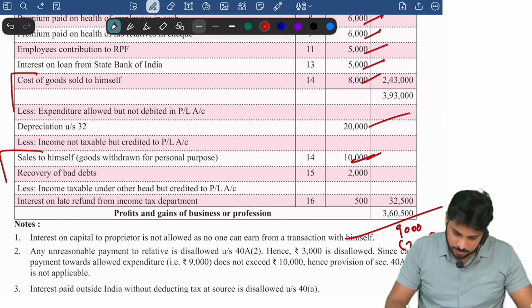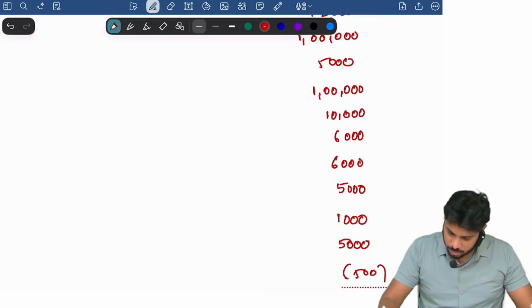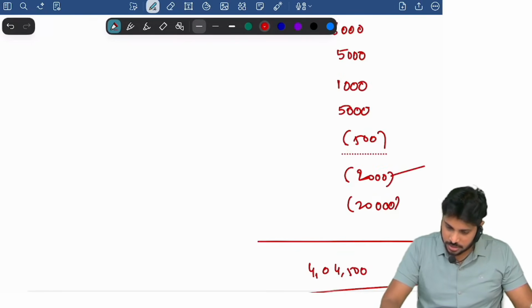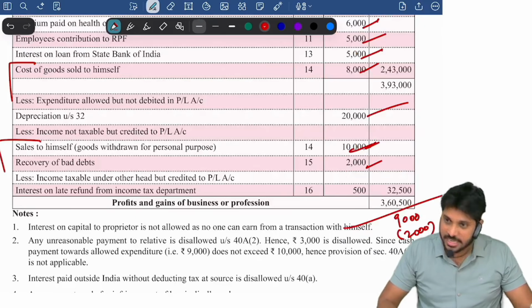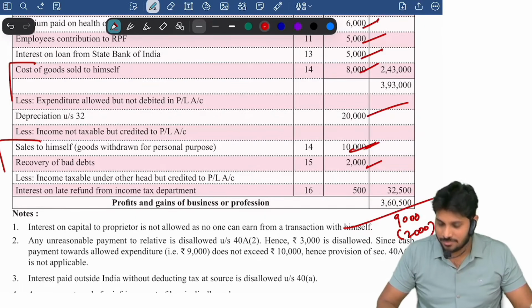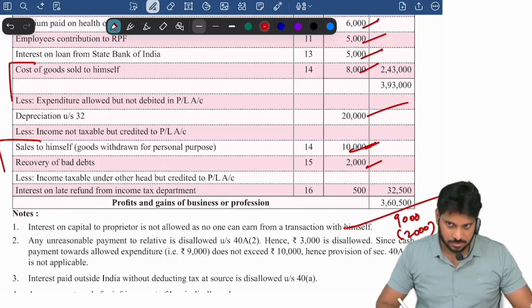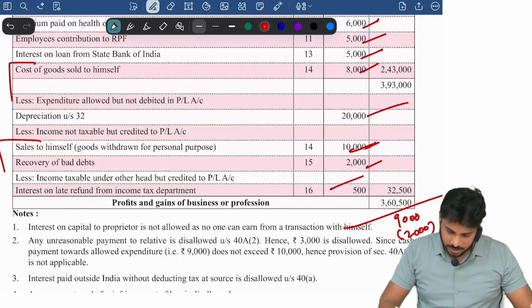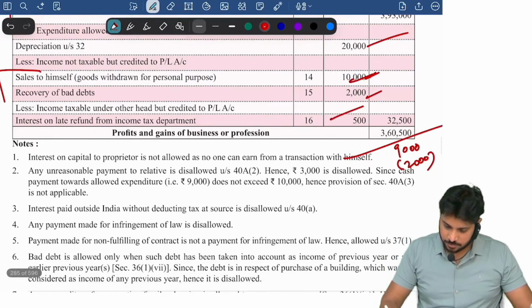32 correct. This is correct. Recovery of bad debts 2,000. We also taxed how much more recovery of bad debts? 2,000. Yes or no? The 2,000 only we claimed as deduction. Correct? Everyone? That's it. Interest on late refund. Income tax 500 reduced. Correct? So how much is the answer?